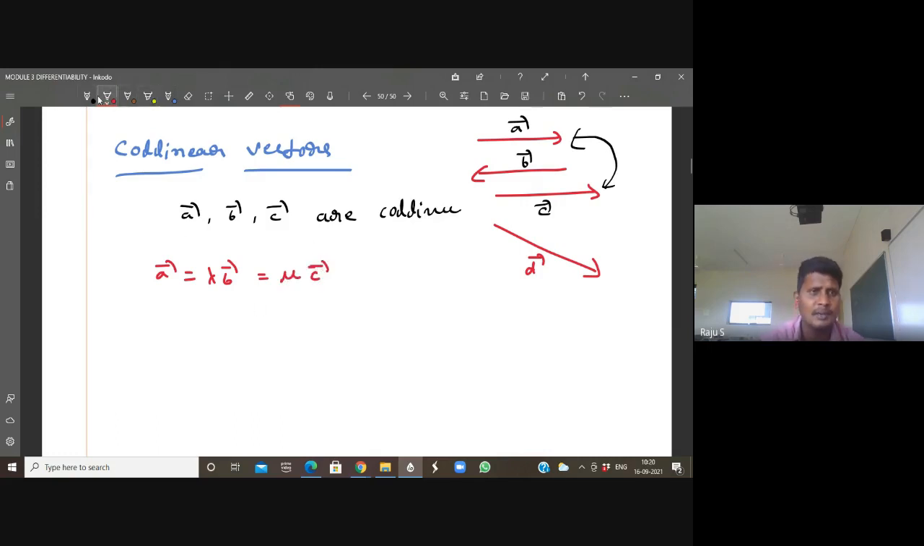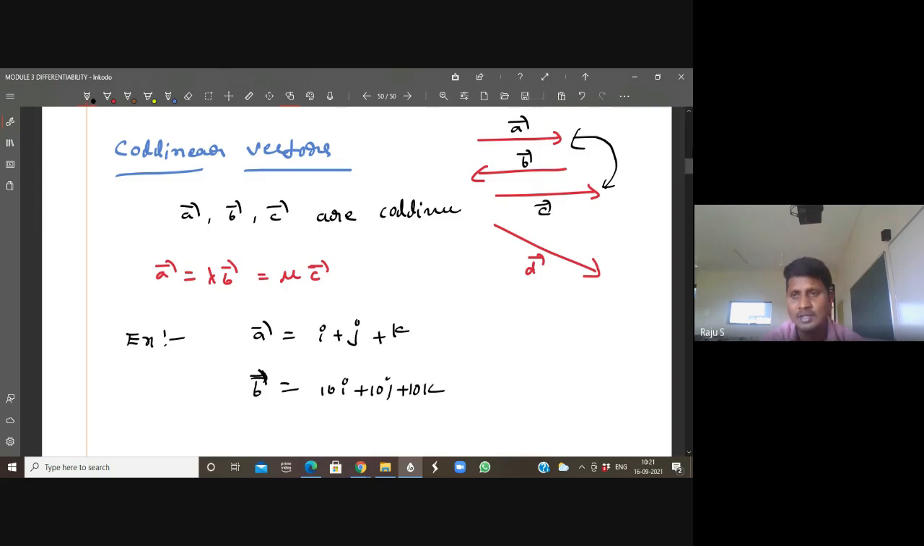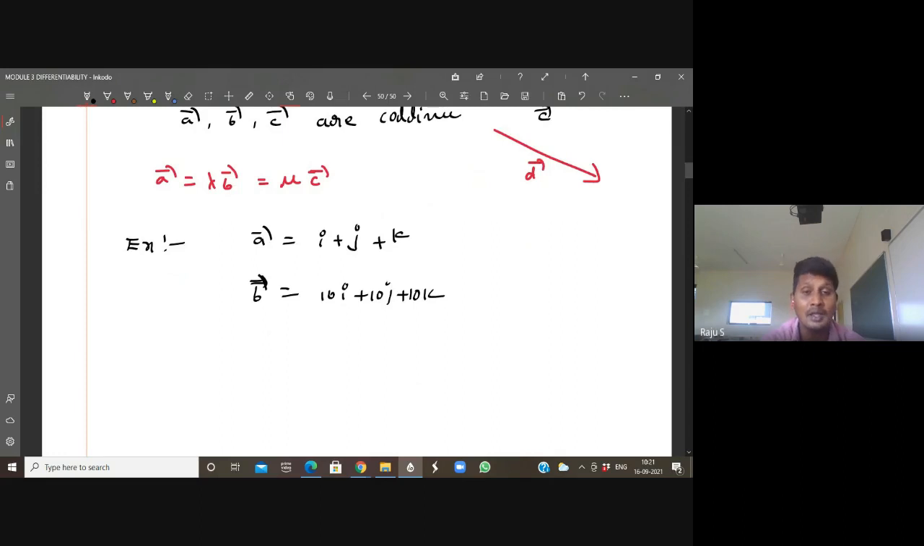For example, I'm going to give an example for two vectors. Vector A, I'm giving as I plus J plus K. You can multiply any number with this vector A. This I plus J plus K, I want to multiply with 10: 10I plus 10J plus 10K. After multiplying by 10, I'm taking it as vector B. Now what about these two vectors? Vectors A and B are parallel. Parallel is nothing but one vector we can represent as lambda times the other vector.